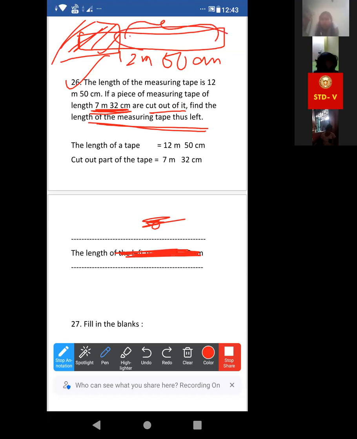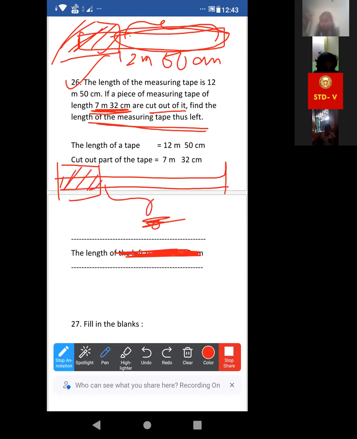This one. So total was this. Suppose total length was this. We have cut out this portion. Now remaining part is this. What to do? Total minus this cutting out part. Yes or no? Okay, good.